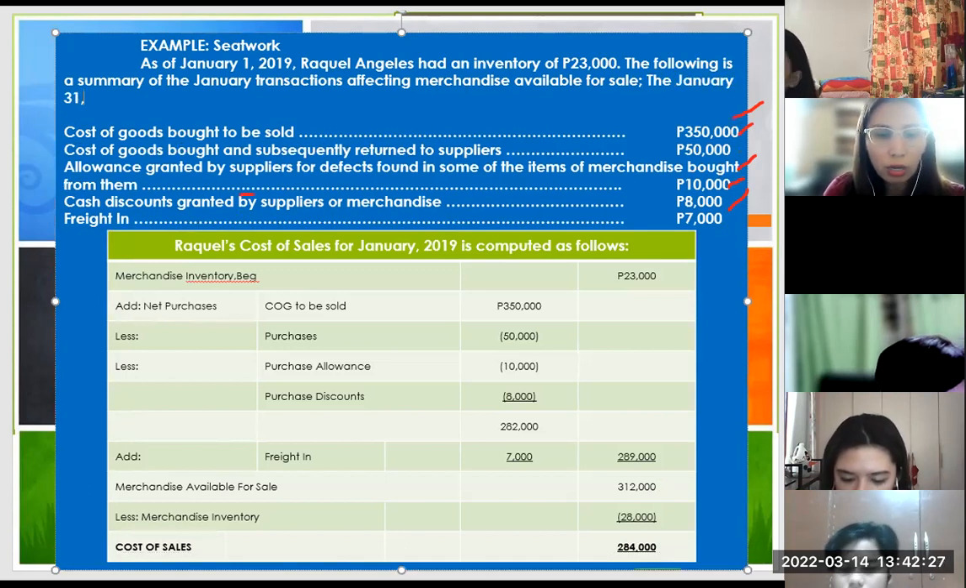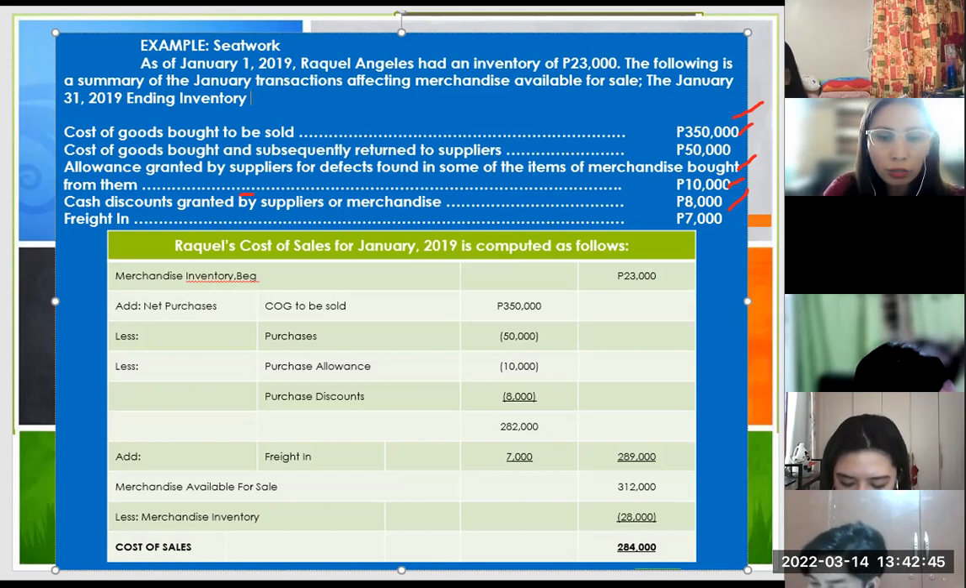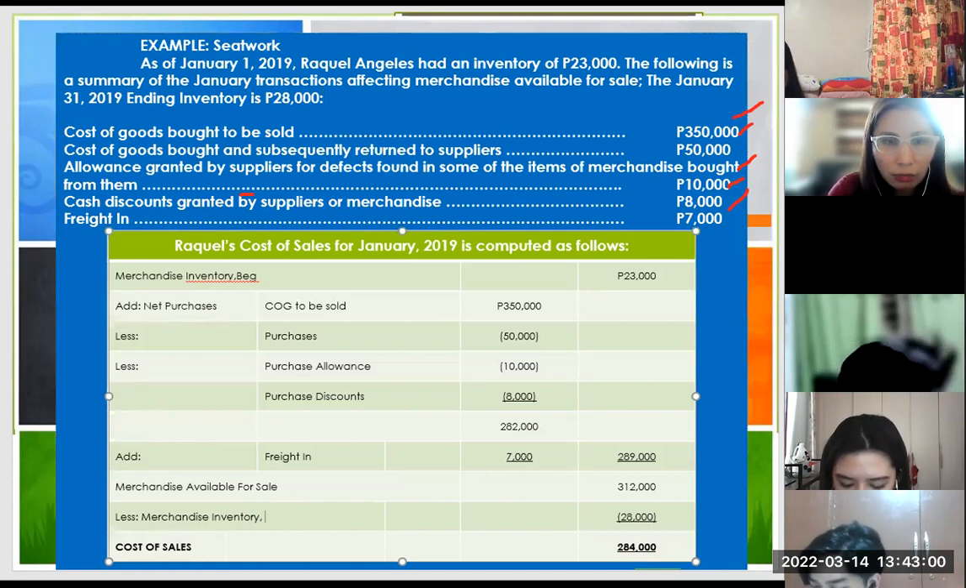The January 31, 2019 ending inventory is 28,000. Yan, ganyan. Sorry, may kulang yan. Kaya siya, mayroon yan, 28,000. Hindi pwede wala eh. This one, ending or end.